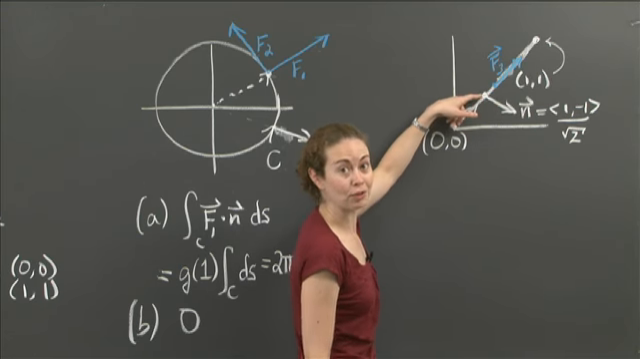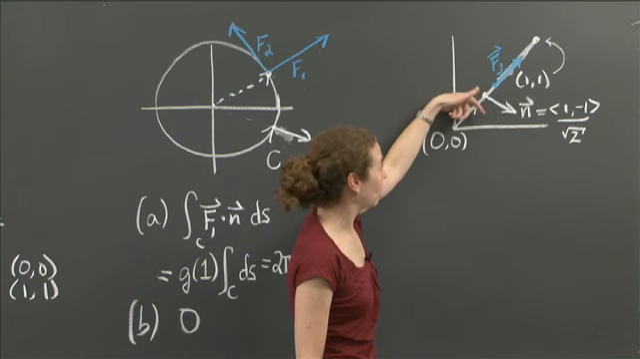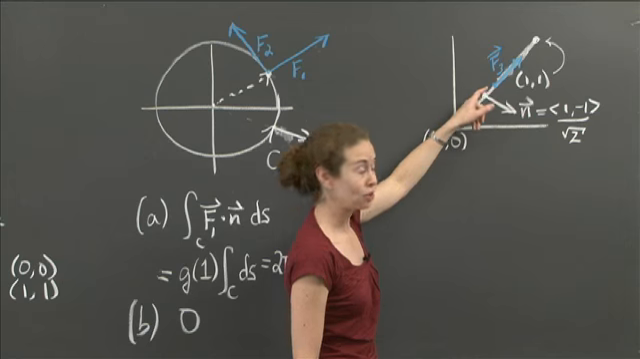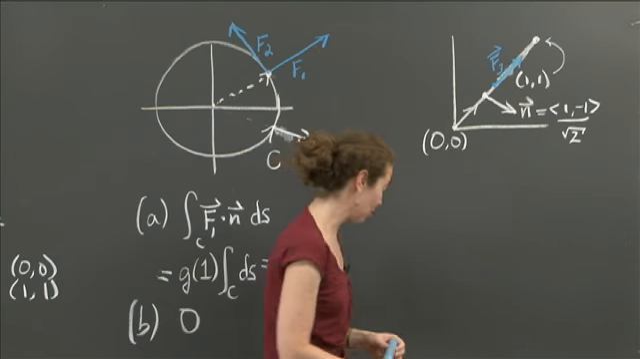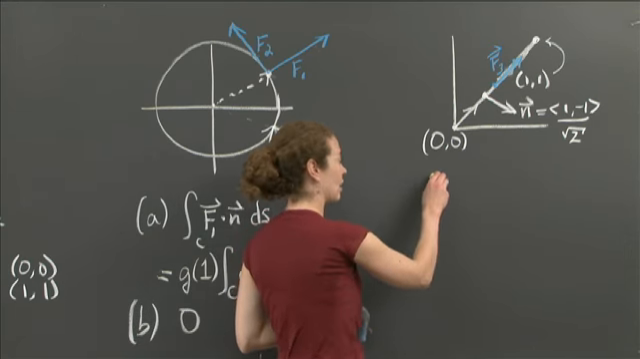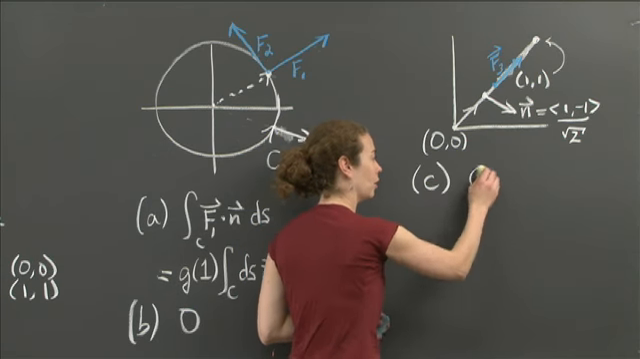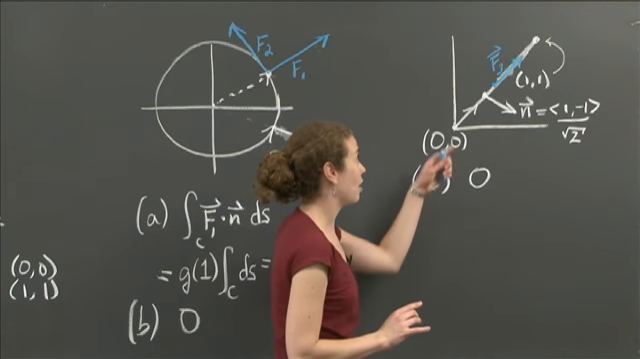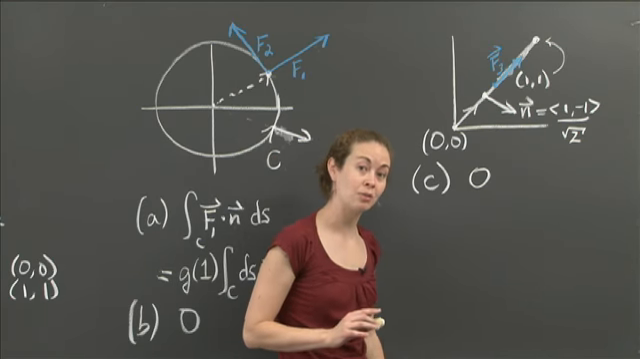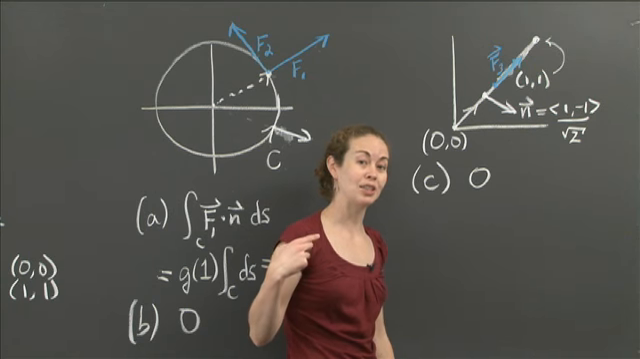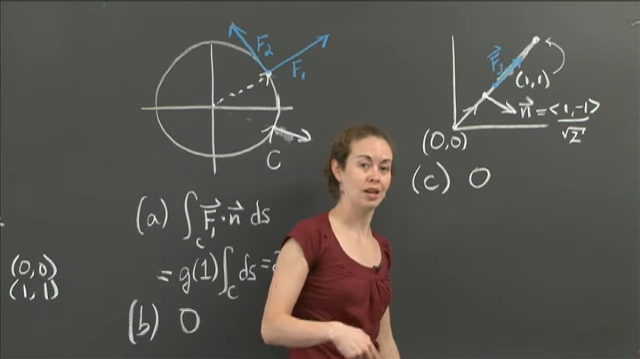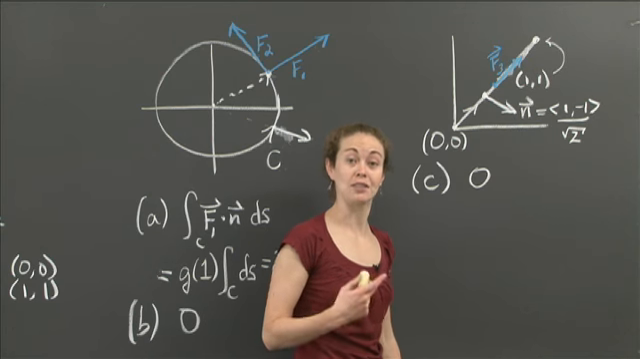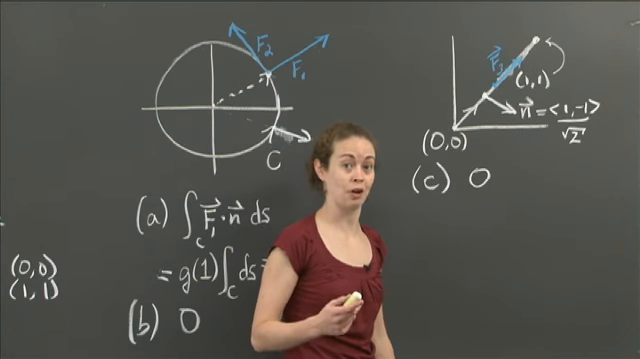So if I want to compute the flux, I dot it with the normal. But look at what happens. The normal is orthogonal to F sub 3 at every point. And so F sub 3 dotted with the normal is 0. And so again, for exactly the same reason as part B, the flux is 0. The vector field I wanted to compute the flux for is actually tangent to the curve at every point. And so when I dot it with the normal to the curve, I get 0, and so the flux is 0.